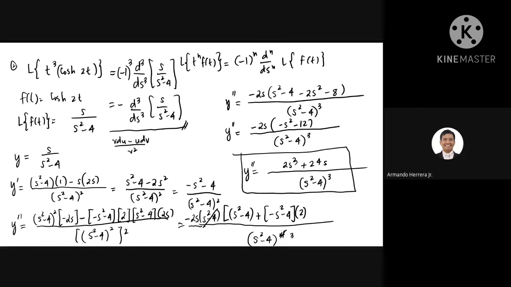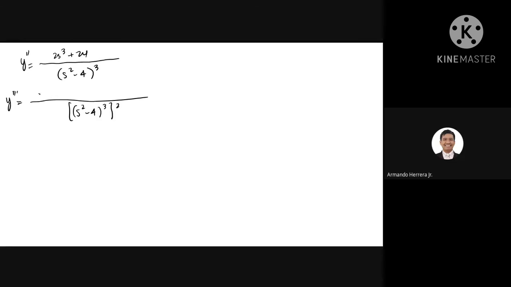Then we need the third derivative. So let me rewrite the second derivative. That's 2s cubed plus 24s over (s squared minus 4) to the third power. Then taking the derivative again, the third derivative: that's (s squared minus 4) to the third times the derivative of that, that's 6s squared, minus 2s cubed plus 24s.